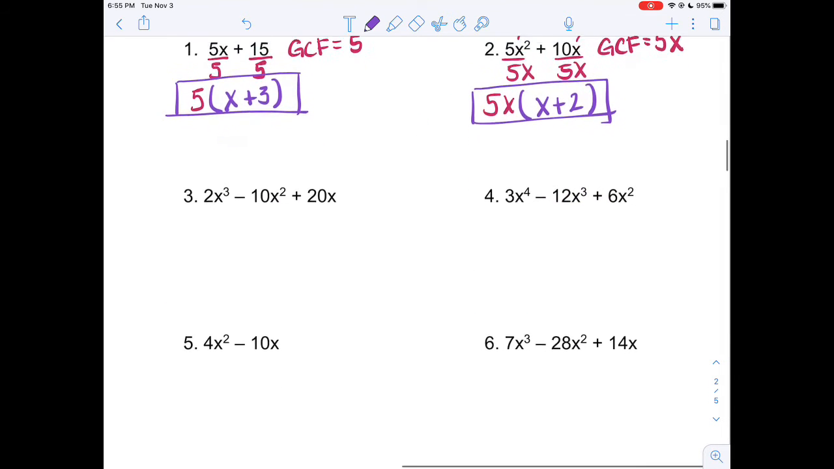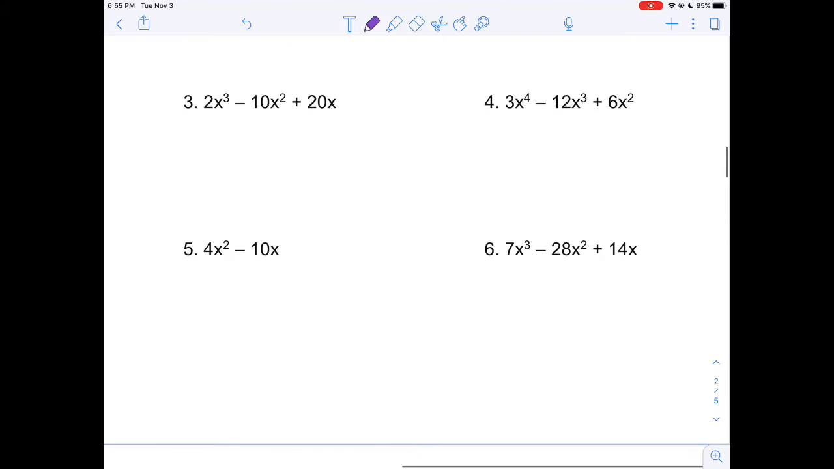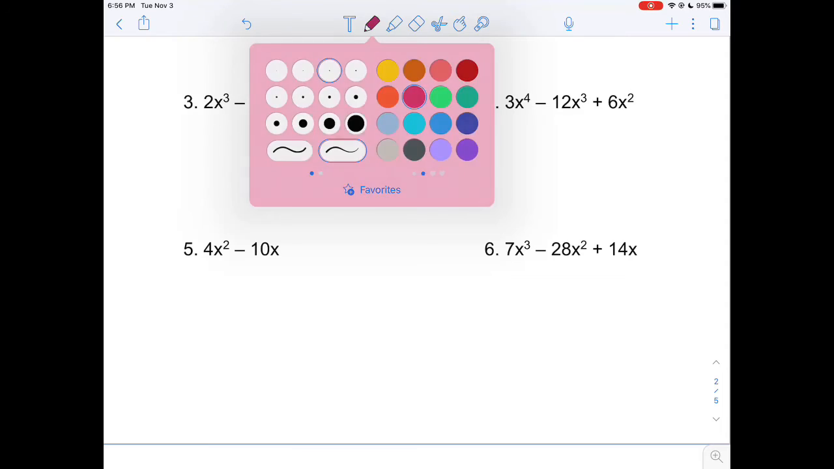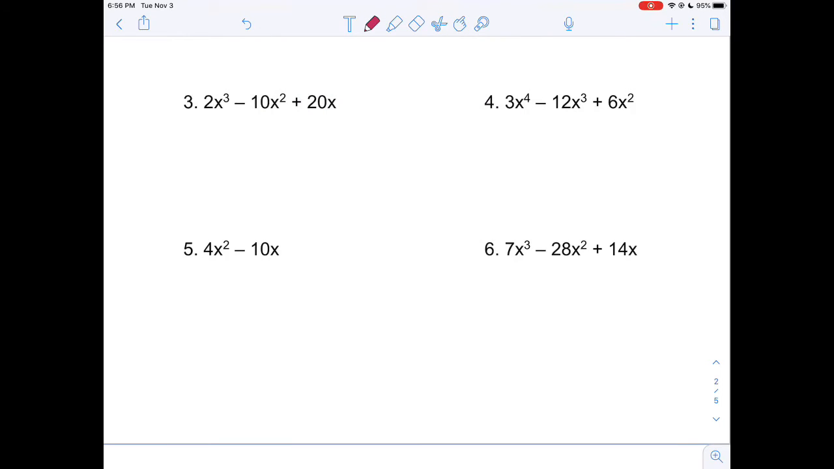Continuing to look at our next example, this one has 3 terms, but we treat it just the same. We look at each of the pieces individually. First, I'm going to look at the numbers, the coefficients that are in front of each variable. And the greatest common factor between those, I have a 2, a negative 10, and a 20, and 2 will divide evenly into each of those.